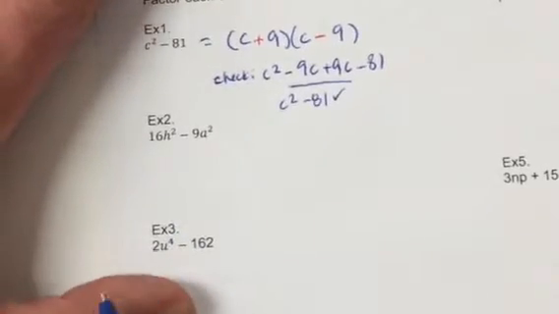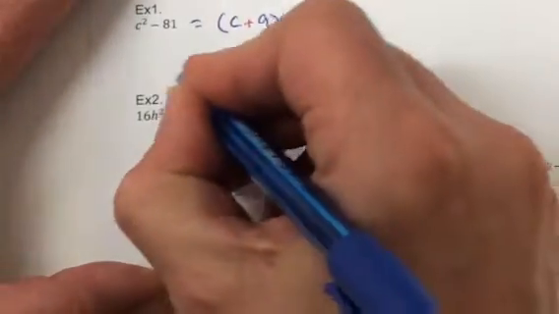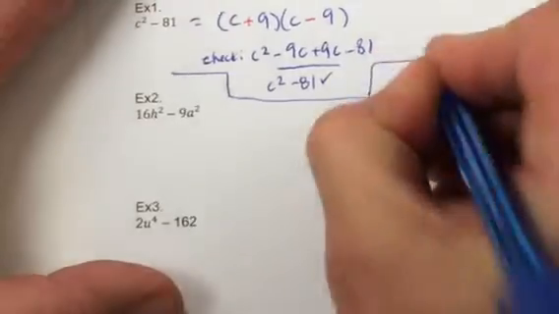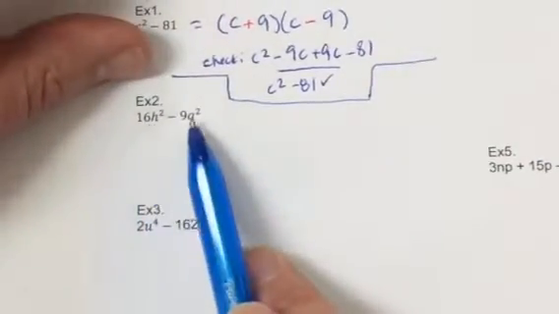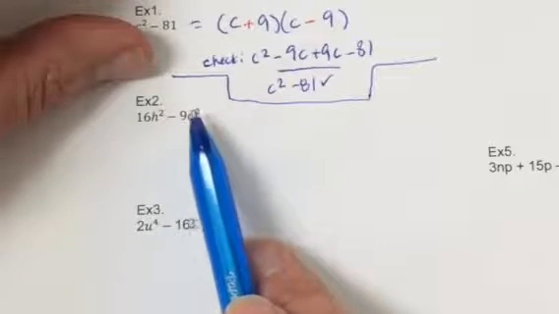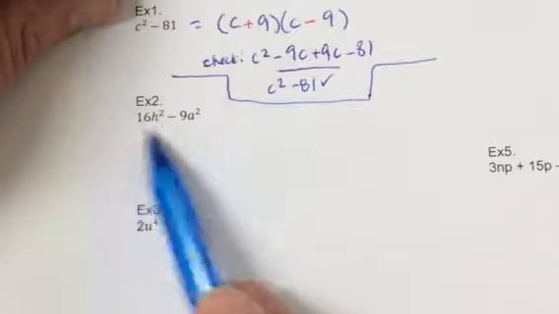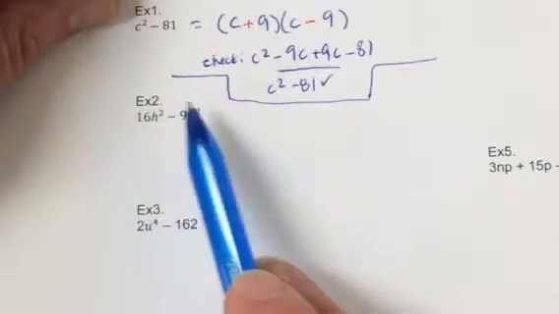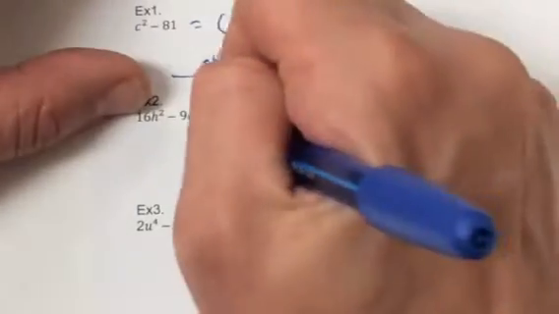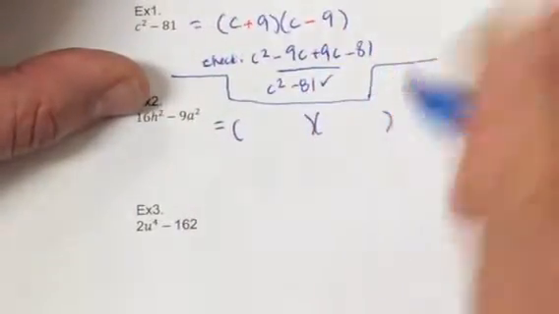Okay, so example 2. Let's look at this one. 16 is a perfect square, h squared is a perfect square, and 9 is a perfect square, and a squared is a perfect square. So everything we have in here is a perfect square, and we have subtracting. So this is the difference of squares. So that is automatically going to go into our two binomials.